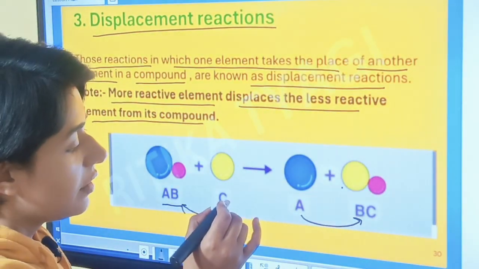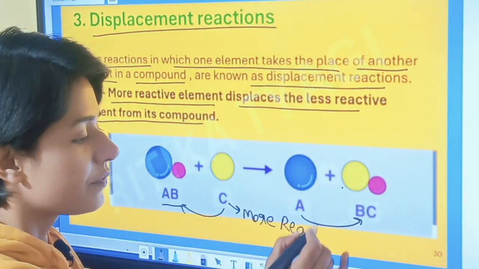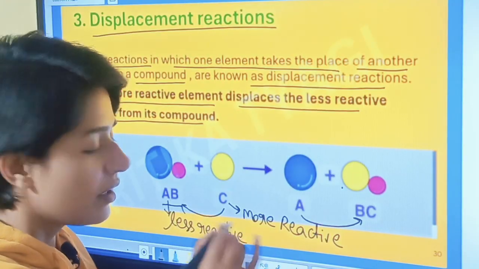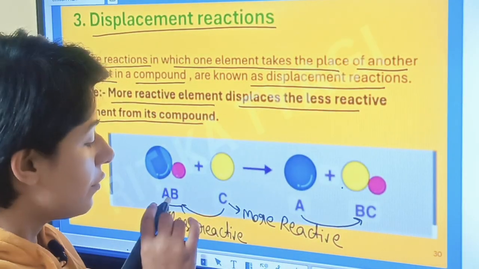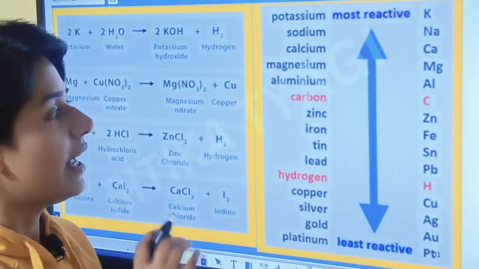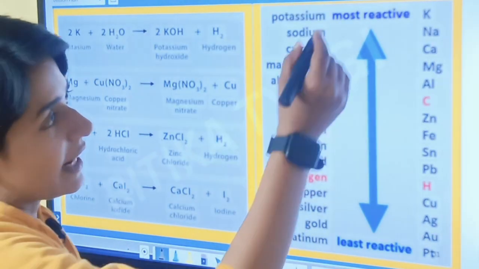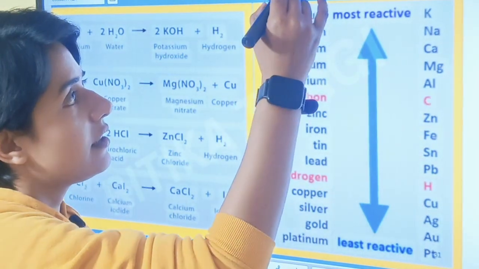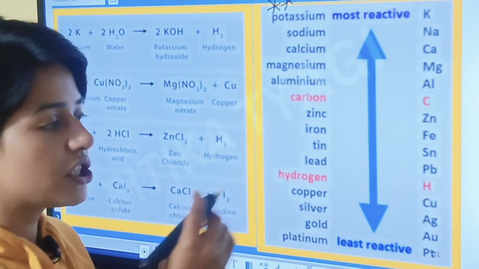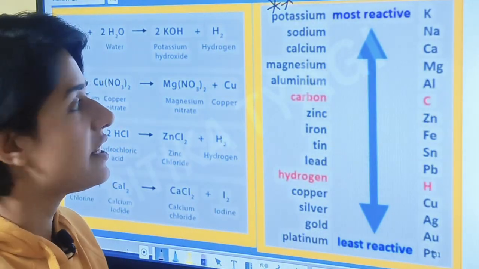So we can consider that here C is more reactive, and A is less reactive, because C displaces A from B. So it is a simple displacement reaction. Here, as shown, there are some examples of displacement reaction, and it is the reactivity series of metals. This is the most important reactivity series for metals, and to understand which element or which metal displaces another, we use this reactivity series.